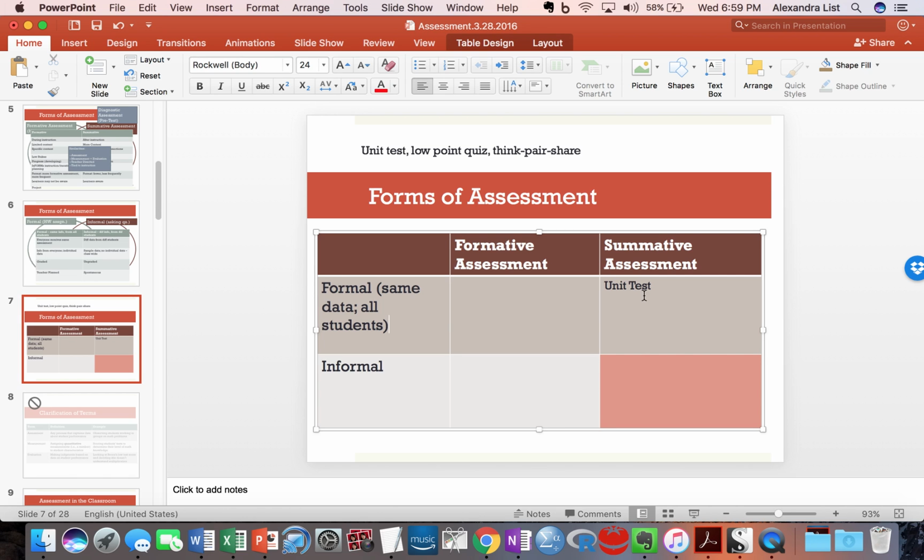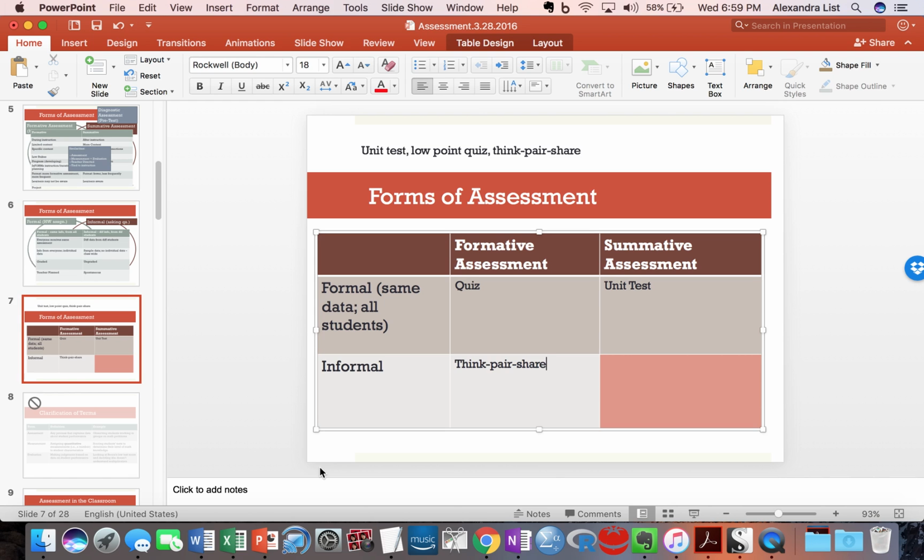A low point quiz, so it's low stakes, not very many points, doesn't cover much content, and it happens during the course of instruction, so I know that it's formative. And then my question is, is it formal or is it informal? Well, I'm giving the same quiz to all of my students. So in this case, my quiz would be an example of formal formative assessment, which means my think, pair, share would be a form of informal formative assessment.